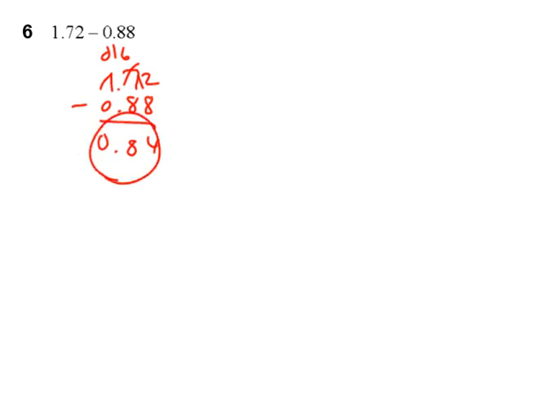Question 6, we have the subtraction of decimals. Remember, when you are working with decimal numbers, line up your decimals and then subtract using the algorithm you used way back in grade 4 or 5. Your final answer is 0.84.